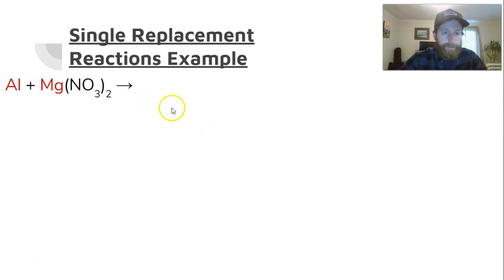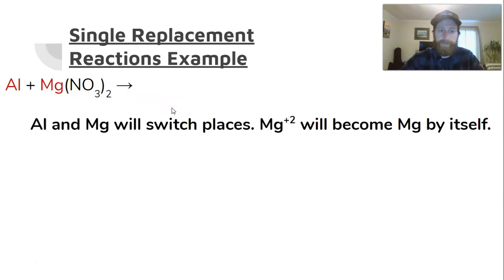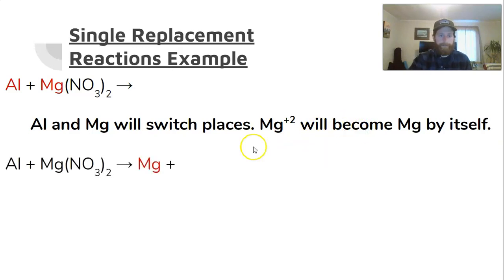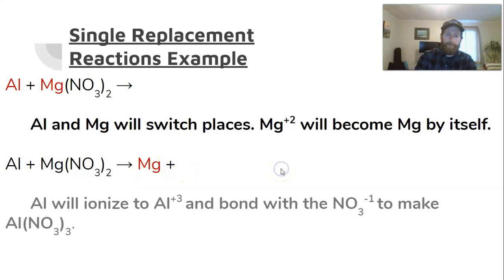So what's going to happen here is first I recognize single replacement reaction, element plus compound, and that aluminum and magnesium will switch places. The two metals swap spots. Mg +2, the cation in the original compound, will come out as Mg by itself, and I can write that. I've got Al plus Mg(NO3)2 yields Mg plus, and now I have to figure out what this new compound is going to be. And I know that aluminum will ionize to +3 and bond with the NO3 -1 to make a new compound.